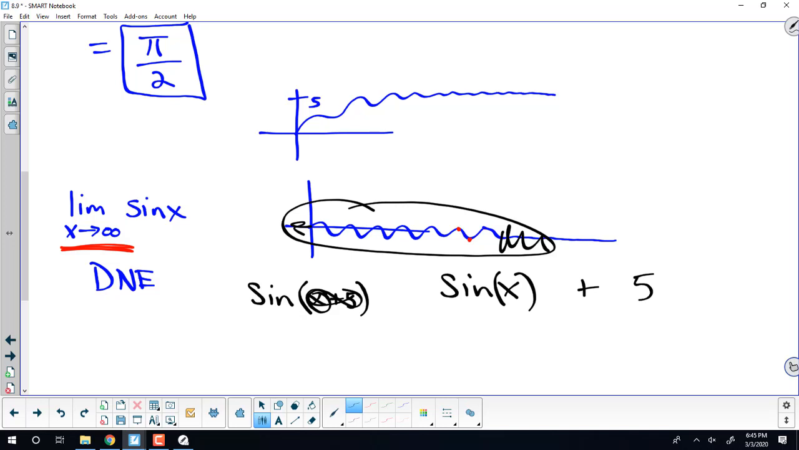But if it's one of those functions where the oscillation starts shrinking down, like sine x over x, that would have a limit.